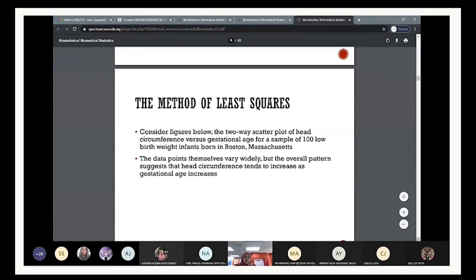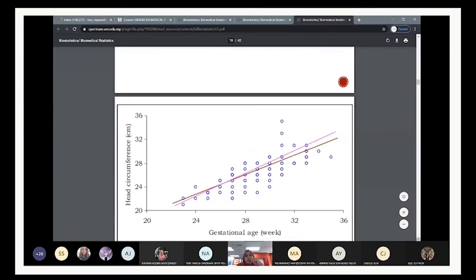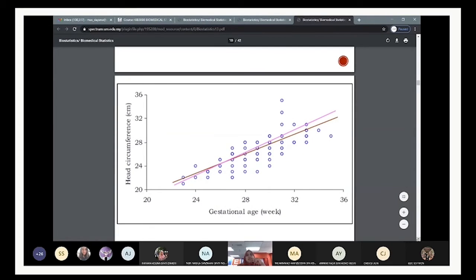So we are going to look at this example of 100 low birth weight infants born in Boston. The data points themselves vary widely, but the overall pattern suggests that the head circumference tends to increase as the gestational age increases. From here, you can see the blue dot is the actual data. It means that when the baby is growing bigger, ageing towards 36 weeks, we can say that the head circumference also gets larger.